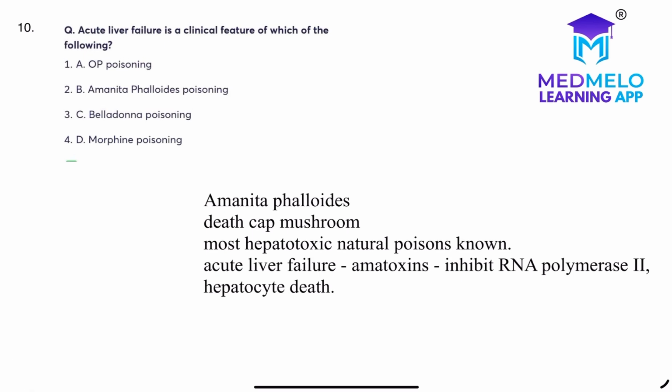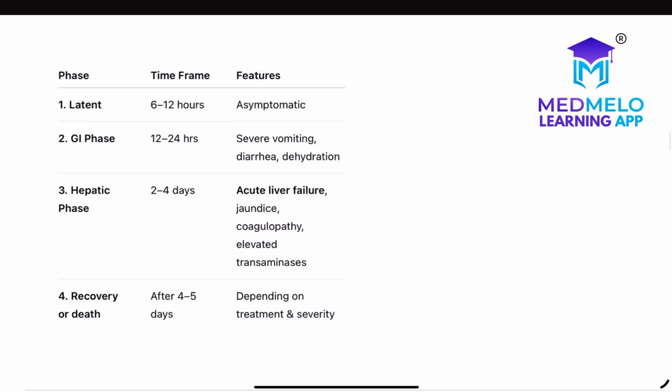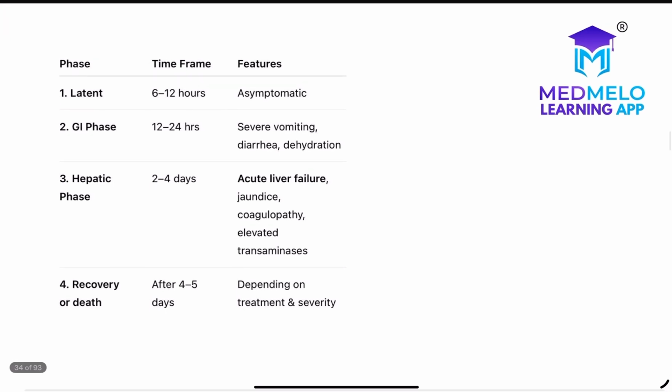It is also known as the death cap mushroom. It is the most hepatotoxic natural poison known, and it causes liver failure due to the amatoxins, which inhibit RNA polymerase 2 and cause hepatocyte death, leading to liver failure. What are the phases of Amanita phalloides poisoning?